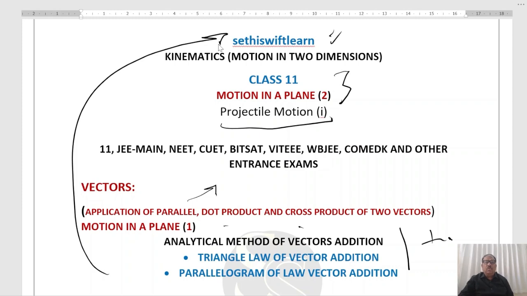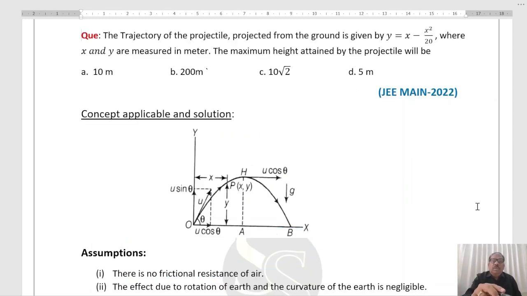Now let's start with the questions. The question is: the trajectory of the projectile from the ground is given by y equal to x minus x square by 20, where x and y are measured in meters. The maximum height attained by the projectile is, maximum height we have to find, this h. Formula: this is u square sine square theta by 2g. We have to find out u and theta, right?